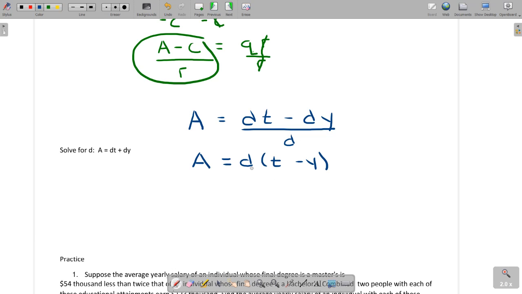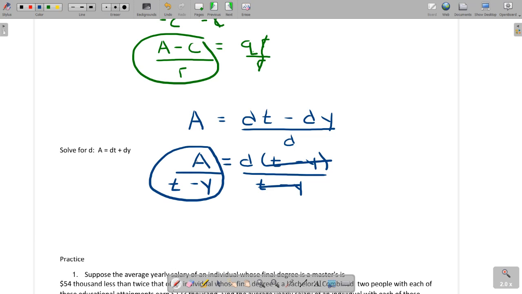And then you want to isolate the D. Now this is D times T minus Y, so if you divide by T minus Y, then the D will be by itself. And that's it for this one. One thing I want to make a note of: if this is a capital A to start and these are lowercase, that's how you would want to keep them in your homework.